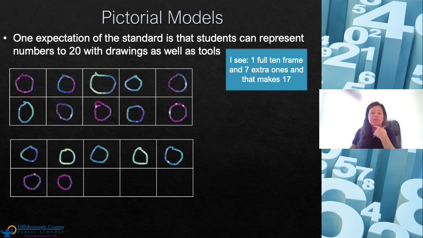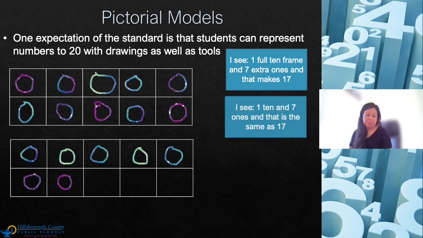So let's think. Asking students to say, like, how do you see this number represented, and letting them share. So hopefully, a student says, I see a full 10 frame, so they see the full 10 frame on the top and 7 extra ones, and that makes 17. Another student might say, I see a 10, and that's great because that means they're already starting to group that full 10 frame together, and 7 ones, and that's the same as 17.